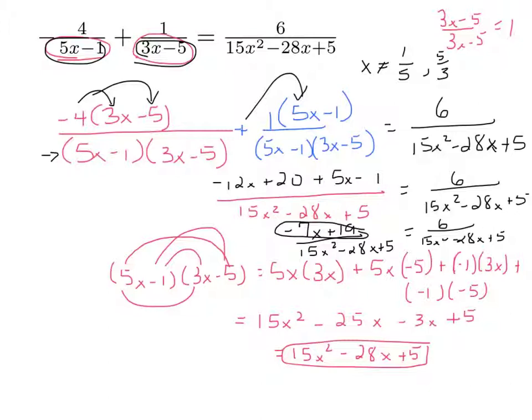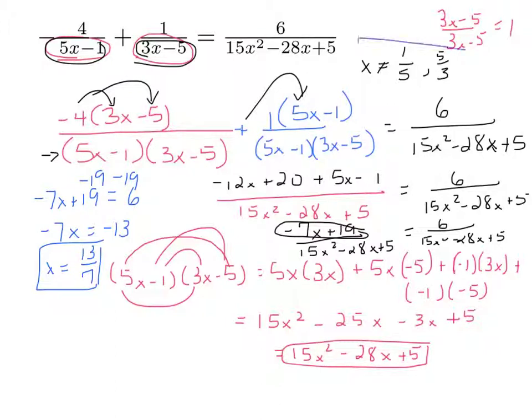So your equation becomes one very simple equation, and I'm going to do that in blue over here. Negative 7x plus 19 equals 6. So negative 7x equals negative 13, because I'm going to subtract 19 from both sides. And you get that x equals positive 13 over 7. And since 13 over 7 is neither one of these two values that we said we couldn't have, then that's your answer right here. That is the value of x for this equation.